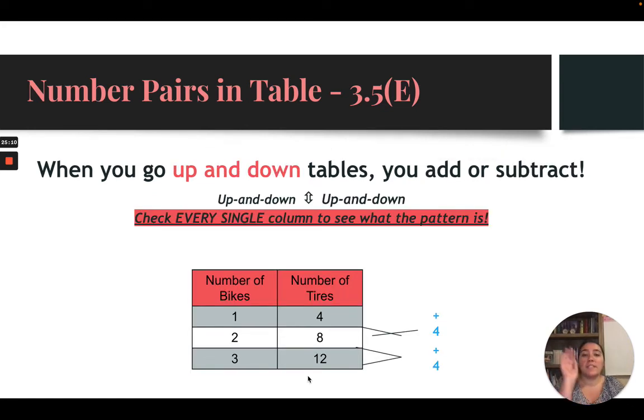So when we go up and down tables, you add or subtract. Again, checking every single column to see what the pattern is. So on the left, the number of bikes is going up by 1. 1 bike, 2 bikes, 3 bikes. Number of tires, 4, 8, 12. Increasing by 4. But the rule still works from left to right. 1 times 4 equals 4. 2 times 4 equals 8. 3 times 4 equals 12.